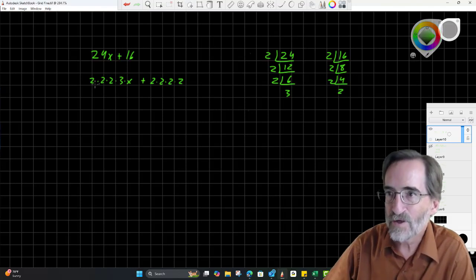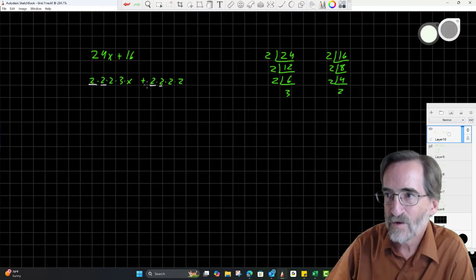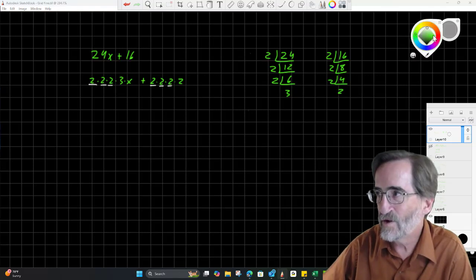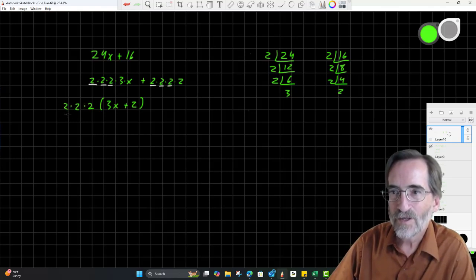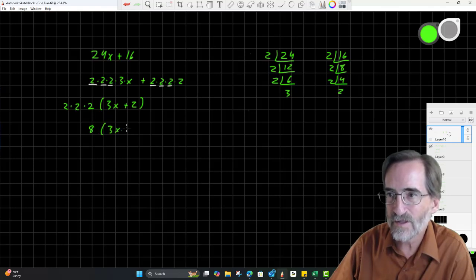So we can factor out a 2. We can factor out another 2. We can factor out another 2 and write that out in front. So I'm going to write a 2, and everything that's not underlined gets left in the middle: 3x plus 2. 2 times 2 times 2 got factored out, and 2 times 2 is 4, 4 times 2 is 8. So this is 8 times (3x plus 2).